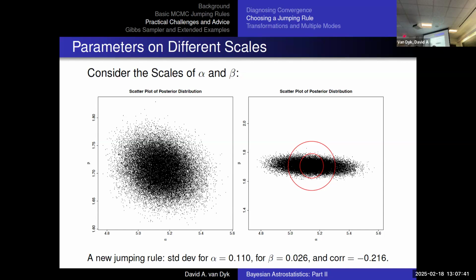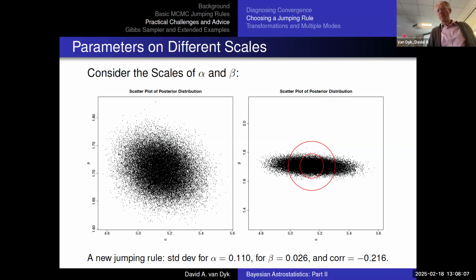of a thing. I can run my chain with this sub-optimal sampler, maybe run it for 1,000 iterations, just get a little sense of what's going on. Compute the variance covariance matrix. So compute the variance of alpha, the variance of beta, the correlation, and then use that thing as the jumping variance for my proposal rule.